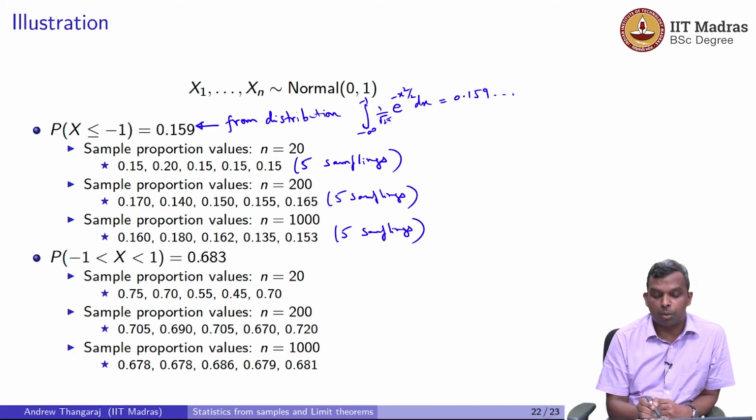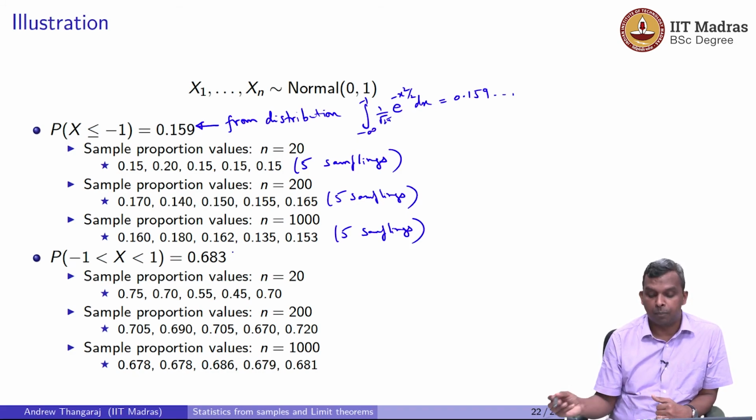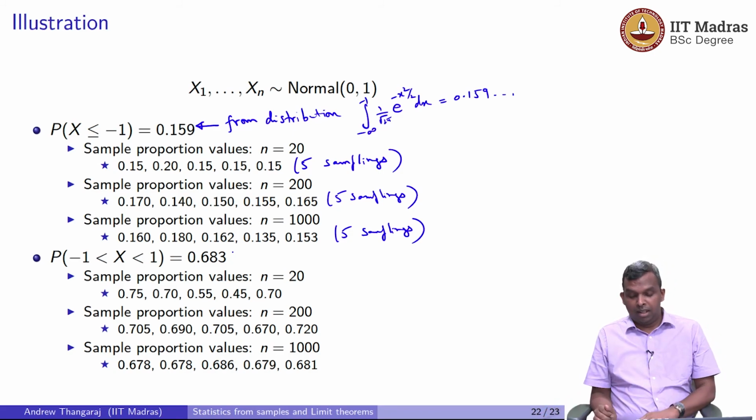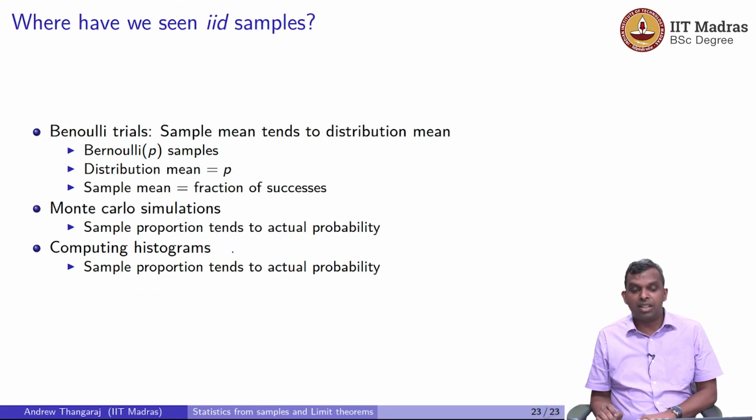Here's another value, same thing repeated. From the distribution I got 0.683 as the probability of -1 to 1. And then as I do samples and increase them, I get the sample proportion value. Again, 5 samplings for each of these numbers of samples. And you see the actual sample proportion comes very close to the probability that I want to calculate. Okay, so hopefully these procedures are convincing to you.